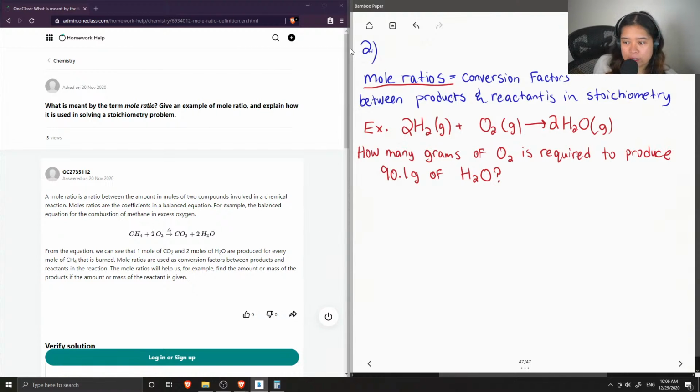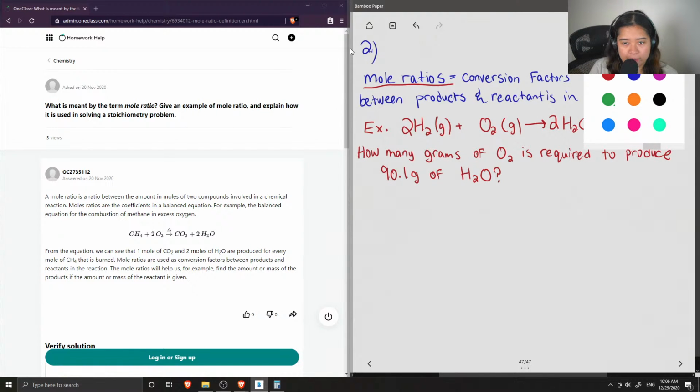Okay, so notice that we are looking for grams, and we also want to find out how many of these grams are needed to produce 90.1 grams of water. So even though everything in the question is related to mass, we still need to use mole ratios to answer this question.